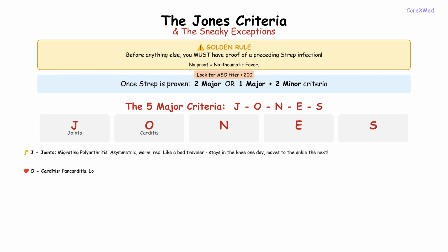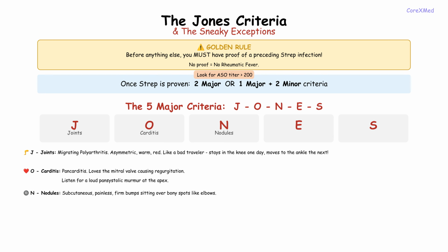Carditis. Carditis affects all layers. It loves to attack the mitral valve, causing mitral regurgitation. When you put your stethoscope on, you'll hear a loud pansystolic murmur at the apex. Nodules. Subcutaneous nodules. Painless, firm, little bumps that sit right over bony spots, for example like elbows.